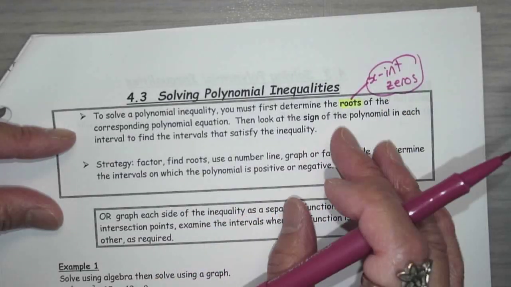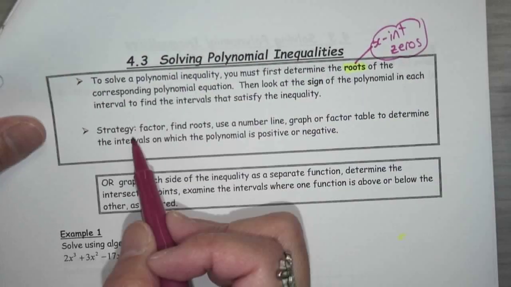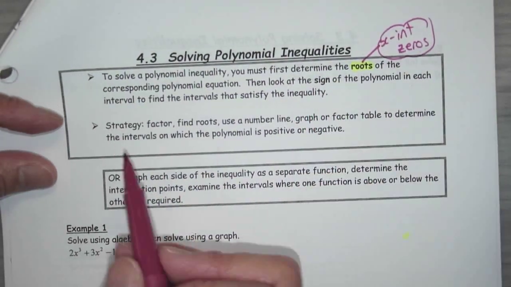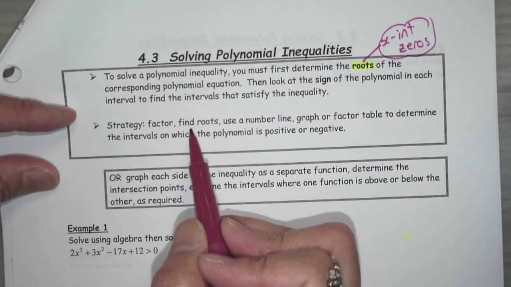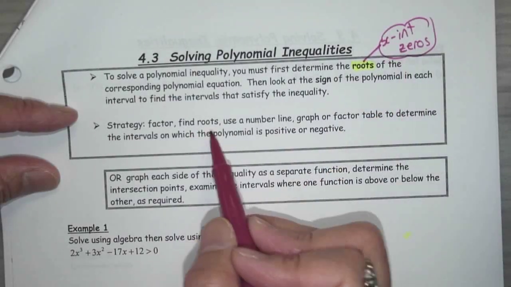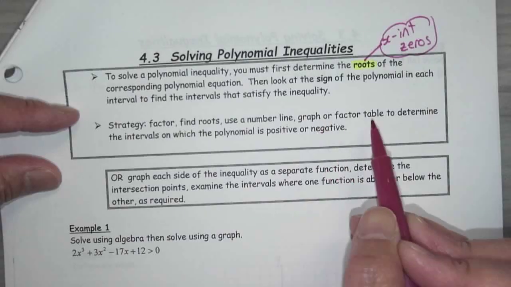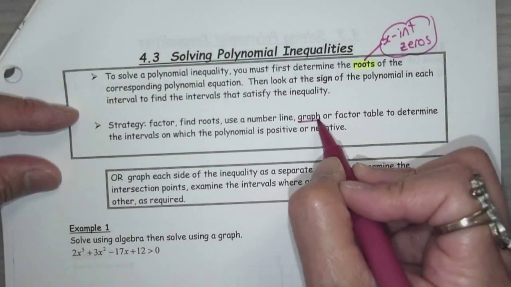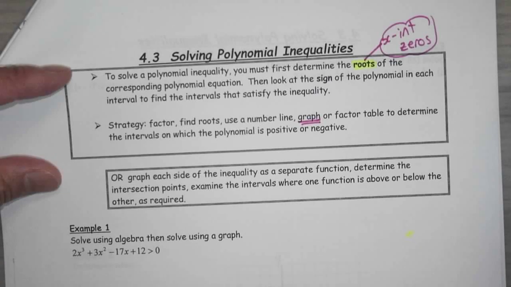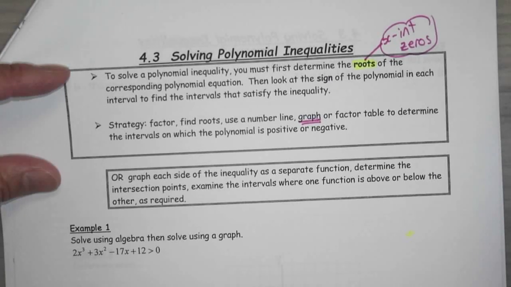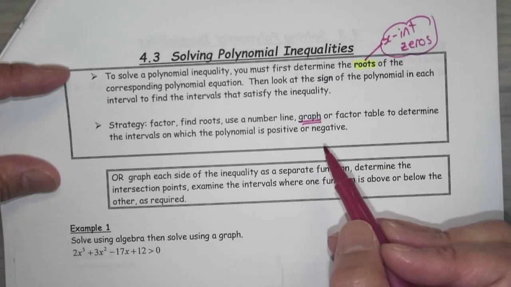What we're going to do is look at the graph. So this is the theory behind it. Here's my strategy. I'm going to factor, of course. I'm going to find the roots, x-intercepts, zeros, same thing. Then use a number line, graph, or factor table. We're going to pretty much concentrate on the graphing part because that's what we've been doing through chapter 3 and the beginning of chapter 4. We've been graphing, so we're going to graph it.